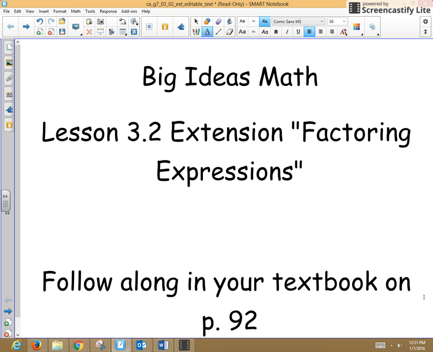Hello, students. This is Mrs. Gregorio. Today we are covering Lesson 3.2, which is an extension of Lesson 3.2, and we're learning how to factor expressions. So follow along with me in your textbook on page 92.